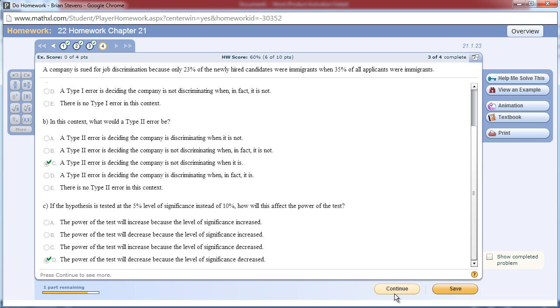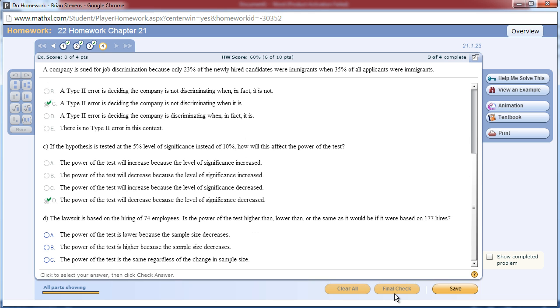powerful test. What happens when we do it on, the lawsuit is based on 74 employees, and what would happen if it's based on 177 employees. Now there are three things that control power. This is the second one. Alpha was the first. Sample size has the same relationship. If sample size increases, power increases, because we understand the distribution better.